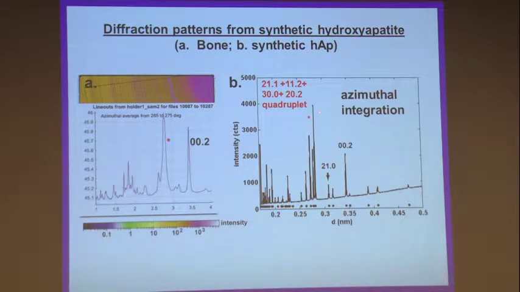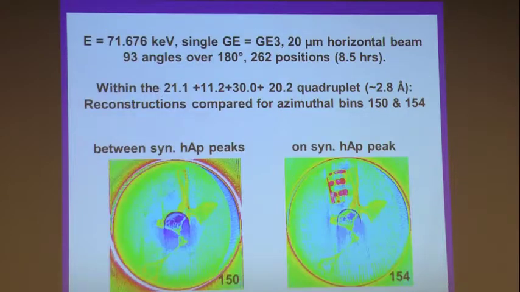This is the diffraction pattern of synthetic hydroxyapatite. The things that I'm circling are the same diffraction peaks. So we're less resolved in bone, and we have sharp peaks. Let's suppose we do our diffraction tomography and do reconstructions with this peak position between the peaks in the synthetic hydroxyapatite and on one of the peaks of synthetic hydroxyapatite. What we do is then, between the synthetic hydroxyapatite peaks, here we can see the spine.